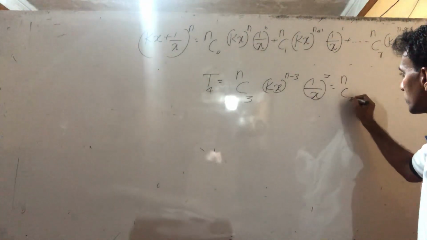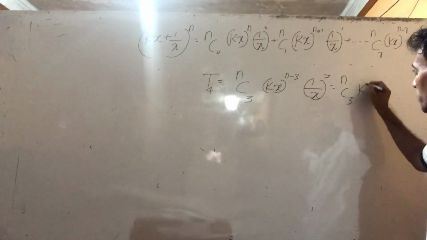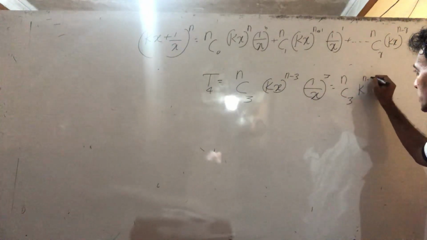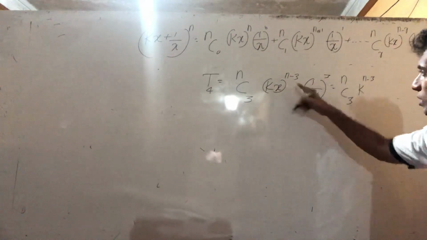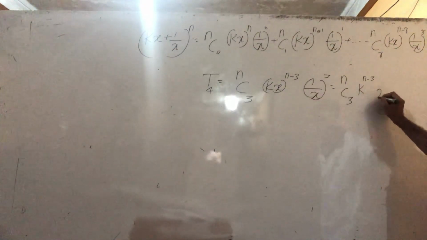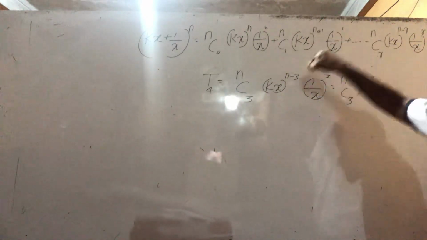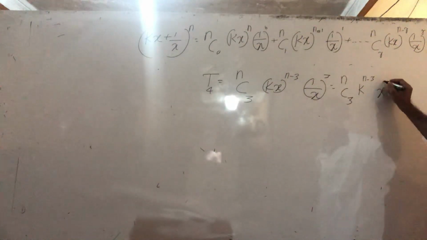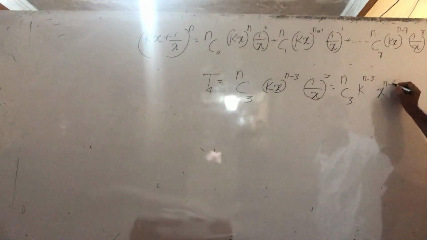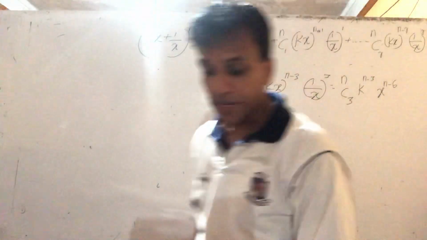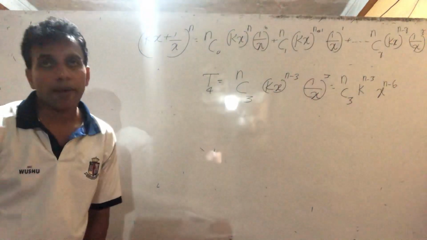nC3, k to the power n minus 3, but it's totally x to the power... Here n minus 3, here take up minus 3, x to the power minus 3, right? X to the power totally what? n minus 6, is it? n minus 6, totally n minus 6.